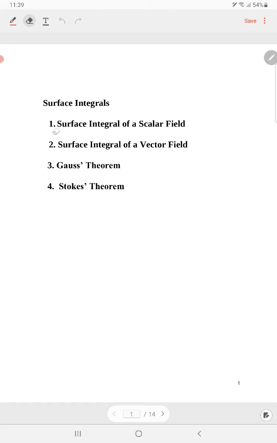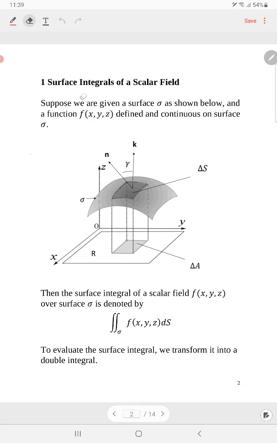Okay, let's proceed to the first section, which is surface integral of a scalar field. Suppose we are given a surface sigma. Here we have a surface sigma shown in the diagram, and a function. So here we have a scalar field. f(x, y, z) is a scalar field, or another name for that is a function, where the function is defined and continuous on the surface sigma.